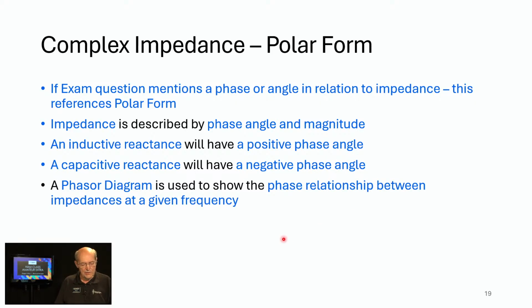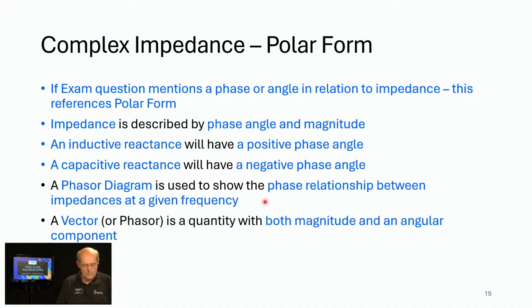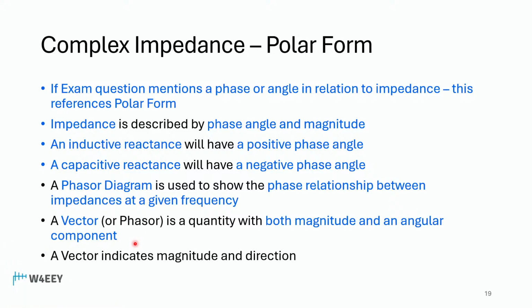A phasor diagram is used to show the phase relationships between impedances at a given frequency. See, they're coming at this from all different directions, but there's only two or three principles you have to keep in mind to decode all of them. And a vector or phasor is a quantity with both magnitude and an angular component. So they just keep switching terms around, but don't let that confuse you. A lot of it means the same thing. Vector indicates magnitude and direction.